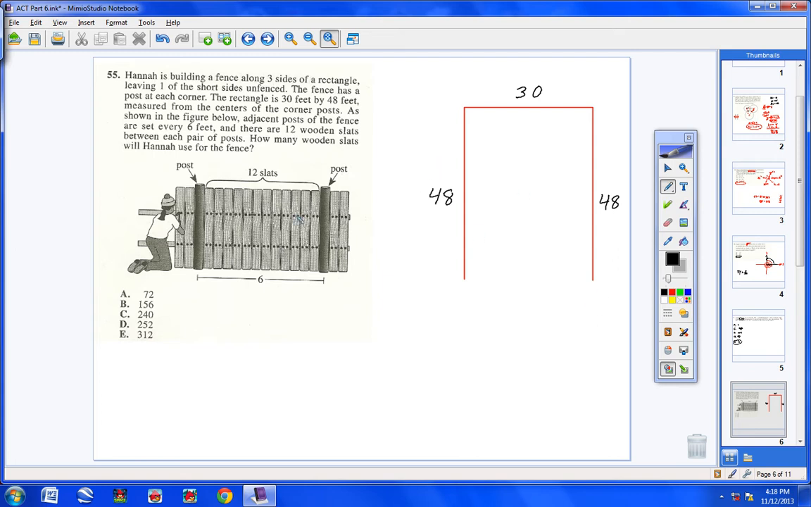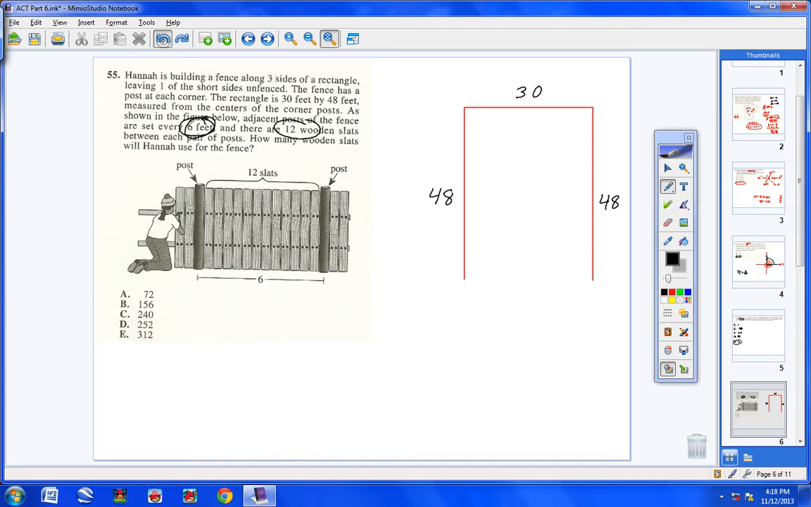Now, if you want to get really picky and say, wait, how wide are the posts, and subtract that out, notice they don't give you any information on that. And also notice when they say 6 feet, they go from the middle of one post to the middle of the other post. So when you notice those 2 things, they're actually not making this problem as difficult as they could have made it. They just want you simply to realize that you're going to take this side and divide it up into every 6 feet, because every 6 feet you have how many wooden slats? 12. Every 6 feet you have 12 wooden slats.